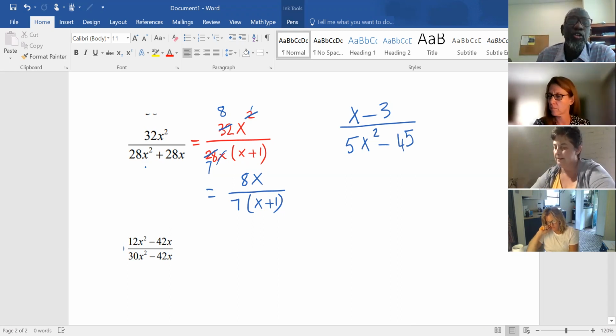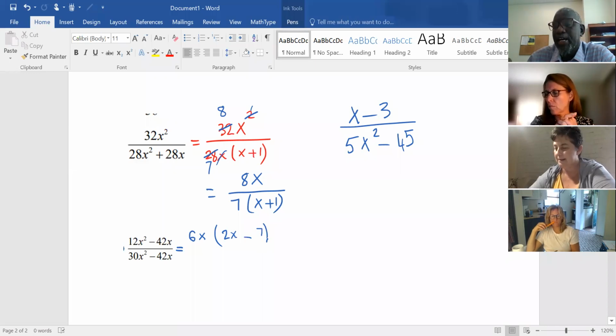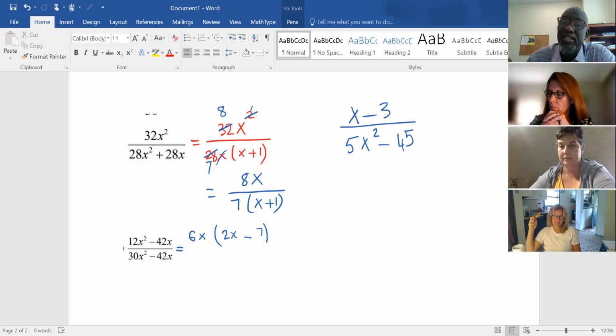Now look at the numerator. What can you factor out on the numerator? 6x, thank you. And then what remains inside the parentheses? 2x minus 7, thank you. Now obviously, since nobody is saying anything, we assume everybody knows where the 6x comes from, where the 2x minus 7 comes from. If you don't see where they come from, you have to say it right now, okay?